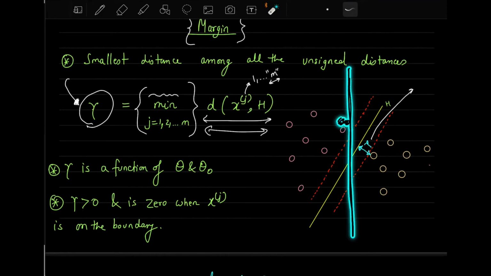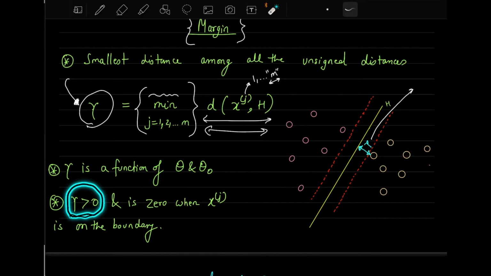Your gamma will be this one now, which is the smallest one here. So this will be your gamma minimum because your H is changed. Based on this H orientation, your gamma will always change. So that is also important. And gamma will be greater than 0 normally. The value of the gamma is greater than 0.